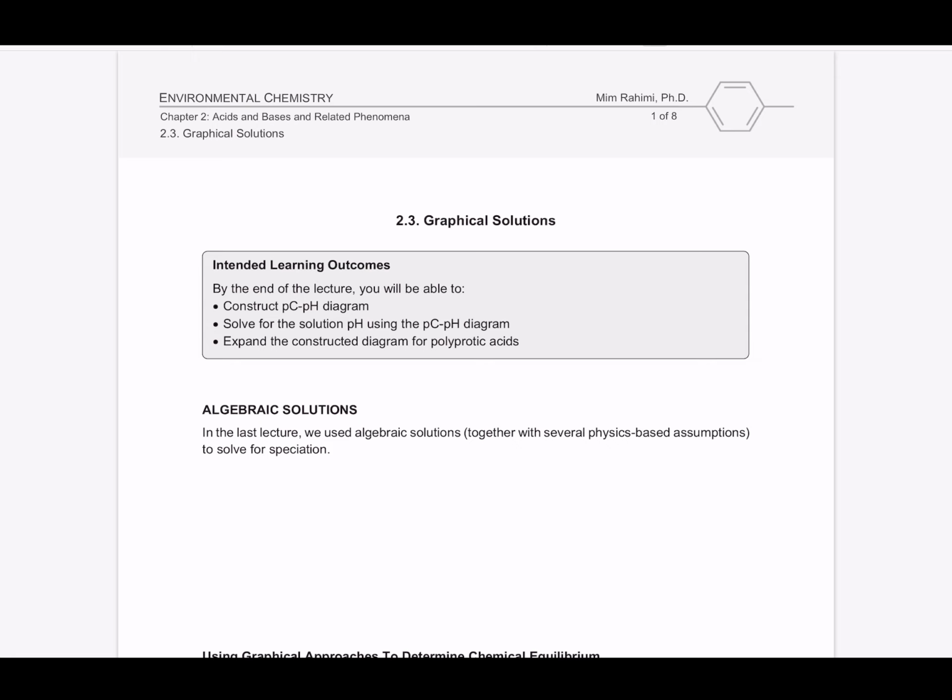In this lecture, we're going to talk about graphical solutions to solve for speciation in an acid-base reaction. For this particular lecture, we're trying to construct a pC-pH diagram first, and then solve for the solution pH based on the constructed diagram, and also later expand it for a polyprotic acid solution. The first two parts focus on just a monoprotic acid, and then later on we're finding a logical way to expand it to diprotic or triprotic acids.